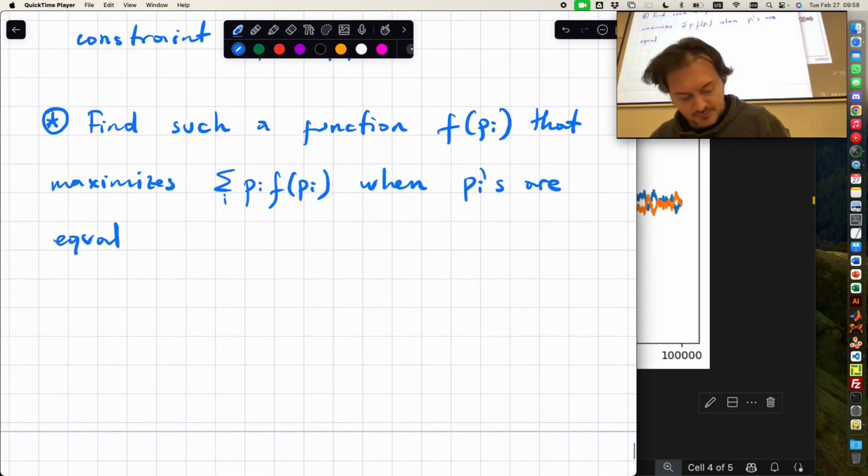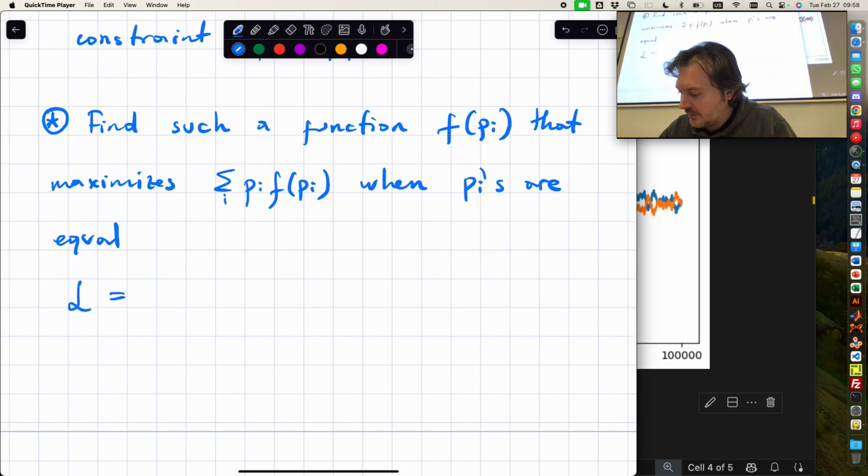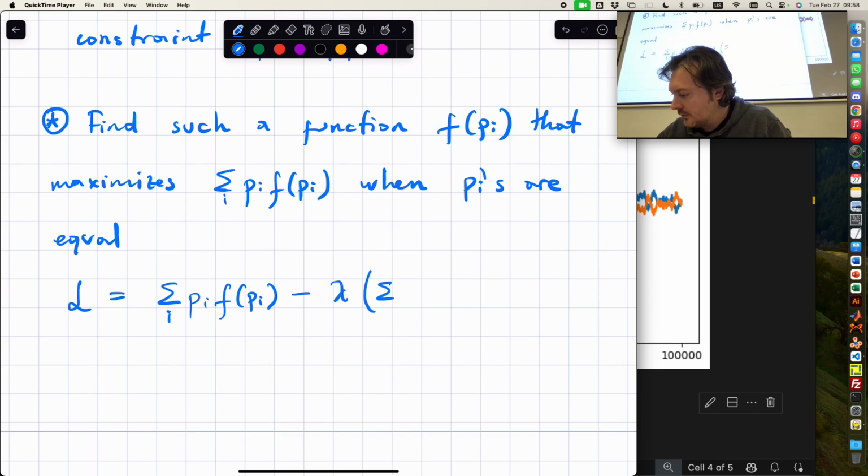So let's maximize it. What is our Lagrangian? Our Lagrangian is sigma pi f(pi) minus lambda times (sigma pi minus 1). Do you all agree with this? Yes?